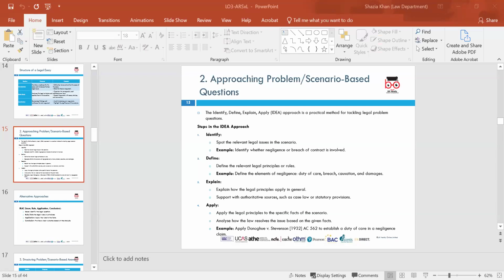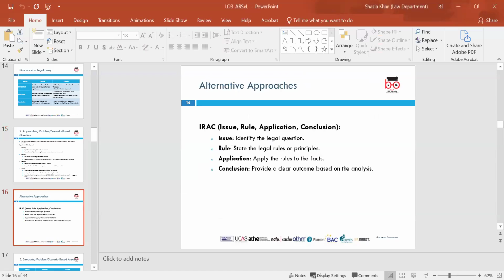Some people use the IDEA approach, which helps them, but an alternative approach some people use is IRAC. It stands for issue, rule, application and conclusion, and it is a legal analysis framework used to structure a legal argument by identifying the key issue, stating the relevant legal rule, applying the rule to the specific facts of a case, and then reaching a conclusion on the application.